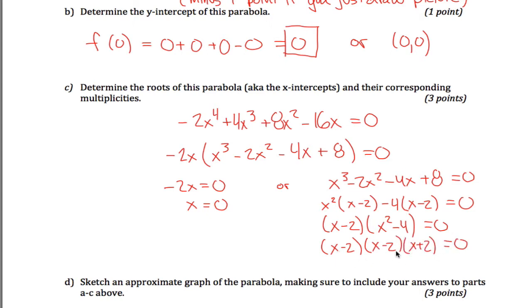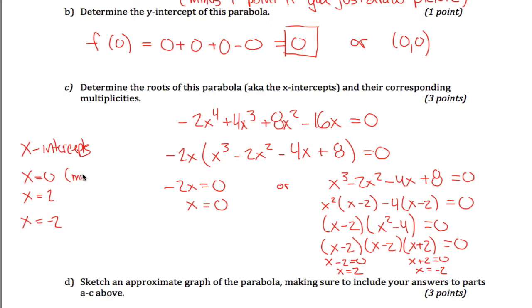So either this equals 0, this equals 0, or this equals 0. Either x minus 2 equals 0, x minus 2 equals 0, or x plus 2 equals 0. So either x equals 2 or x equals negative 2. So I've got x-intercepts: one at x equals 0, one at x equals 2, and one at x equals negative 2.